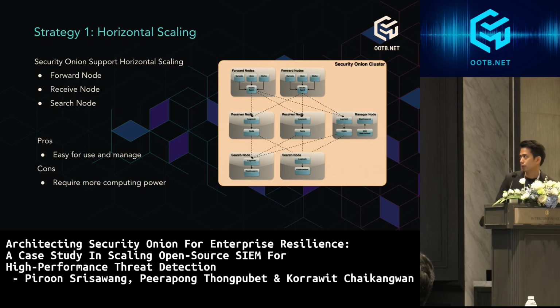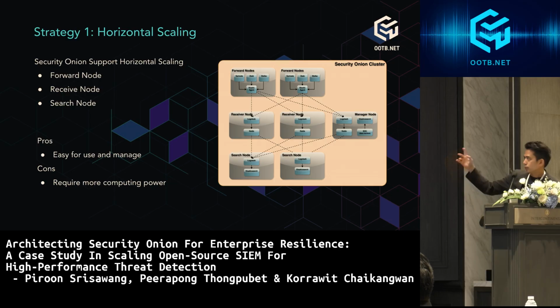Okay, we talk about the first strategy. The first strategy, horizontal scaling, is already supported by Security Onion. This picture describes how to scale it. This is a 3-tier architecture where you can scale each tier. The first tier is the forward node. You can scale it up on demand, depending on your source of data. The second tier is the receiver node, which you can also scale.